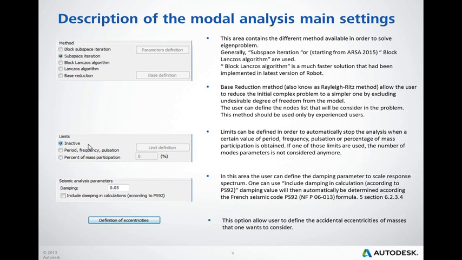Damping. This parameter is not treated as damping, but as a scaling factor for the response spectrum. One can use include damping in calculations according to PS92 code, and the damping value will then be automatically determined according to the French seismic code PS92. Definition of eccentricities. This option allows the user to define the accidental eccentricity of masses that one wants to consider in calculations.